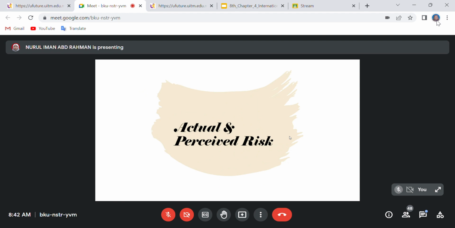Actual and perceived risk. What does it mean by actual risk and what is perceived risk? Actual risk is the risk that actually happens, what really happens. While perceived risk is how you view the risk to be. For example, for you, the risk of smoking is not high. But for me, the risk of smoking is high. It is based on your perception, your view on the risk.